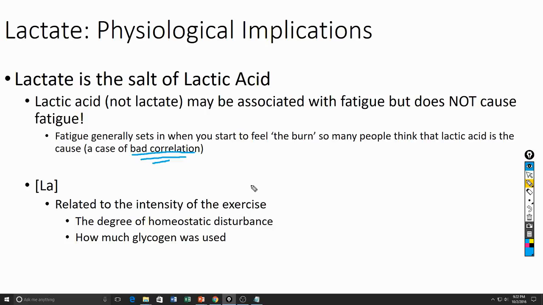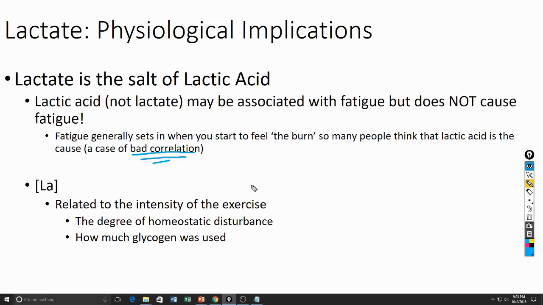So, as the systems are becoming fatigued, you're feeling lactic acid production, you're feeling that burn, and then a lot of people make the relationship in their mind and they say, oh, well, the lactic acid, the burn, is causing me to fatigue. When in fact the two things just happen to coincide at the same time. They're kind of just happening at the same time. It's not one causing the other.